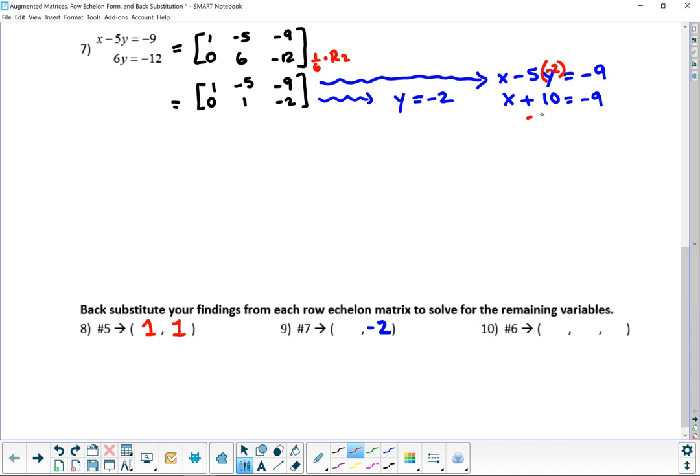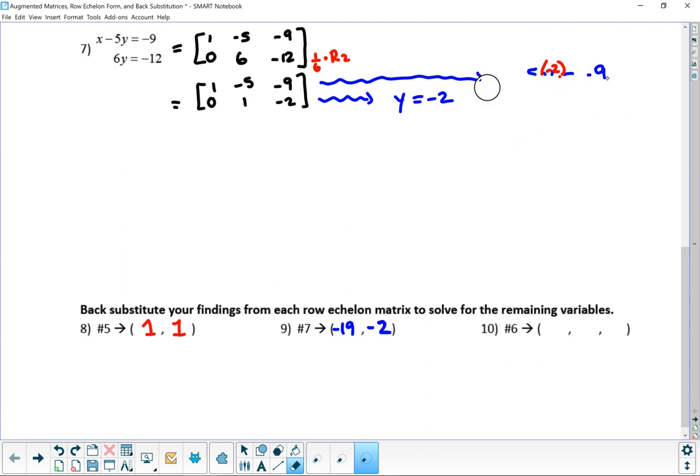If you subtract 10 from both sides, you will get x equals, wait for it, negative 19. So x is negative 19. Okay, so that's number 7 and number 9. Two birds with one stone.